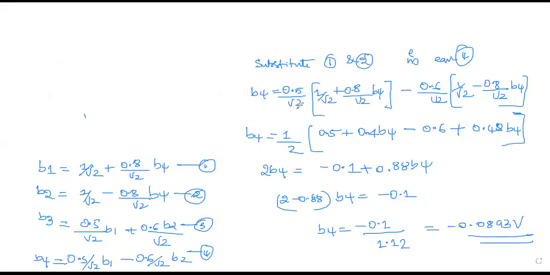See here you have 1 by root 2, correct? If you see the denominator, root 2, instead we can just multiply the first one, 0.5 by root 2, and that 1 also by root 2. You will get 0.5 by 2, 0.4 by 2, 0.6 by 2, 0.48 by 2. So instead of dividing again and again, I have just taken 1 by root 2 as common so that the simplification becomes easier. Anyway, you can do it that way also. That is okay, no problem.